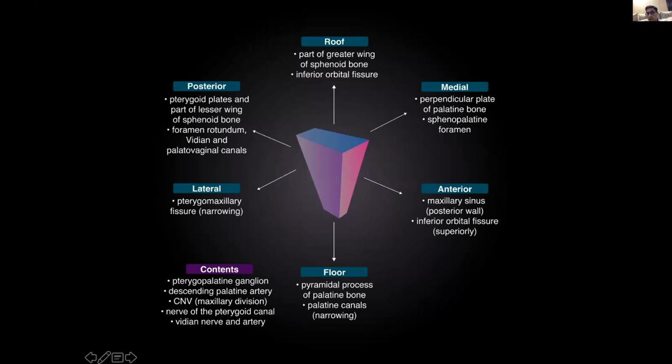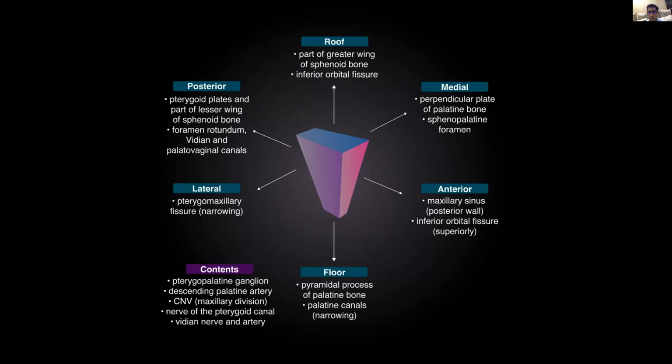Coming anteriorly, you have the anterior maxillary sinus wall, and you have the inferior orbital fissure. Along the inferior orbital fissure, you have the infraorbital nerve, which is again a route of perineural spread. So if you have maxillary sinus malignancy and inferior orbital fissure involvement, you can have perineural spread along the infraorbital nerve, which should be looked for anteriorly.